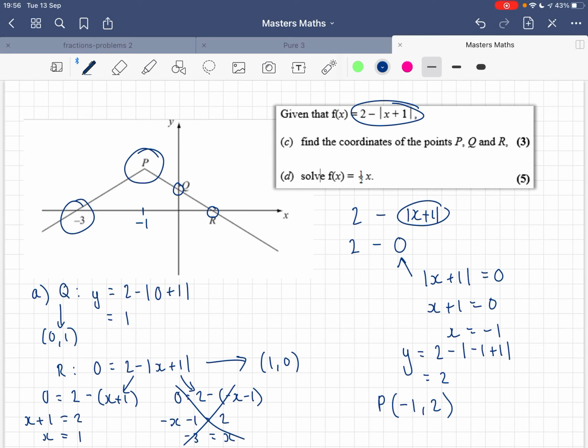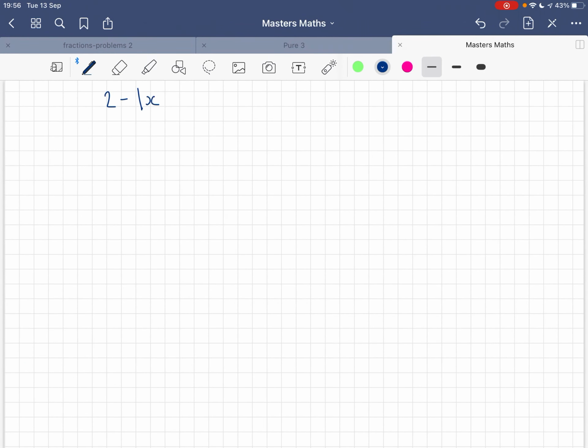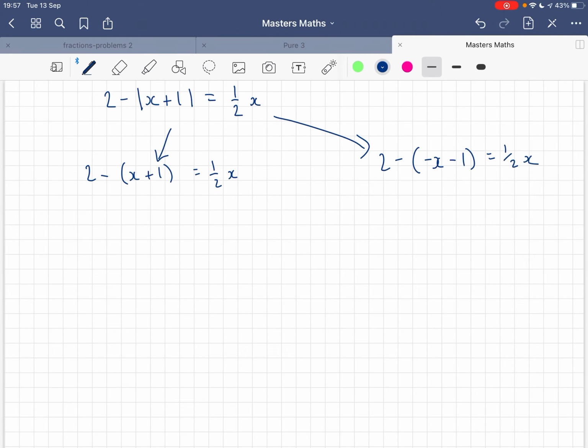The last part is to solve f of x is equal to a half x. I wasn't anticipating going on to an extra slide. So it's 2 minus modulus x plus 1 is equal to a half x. Again, solve it using both the positive and the negative part of the modulus. So we're going to do 2 minus x plus 1 is equal to a half x, and then we're going to do 2 minus x minus 1 is equal to a half x.